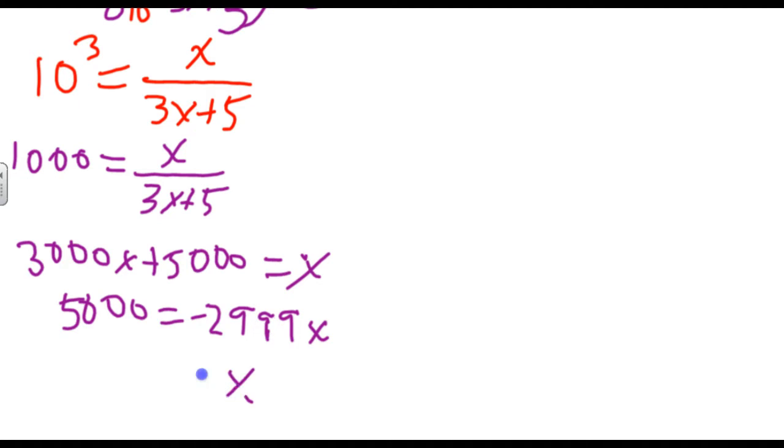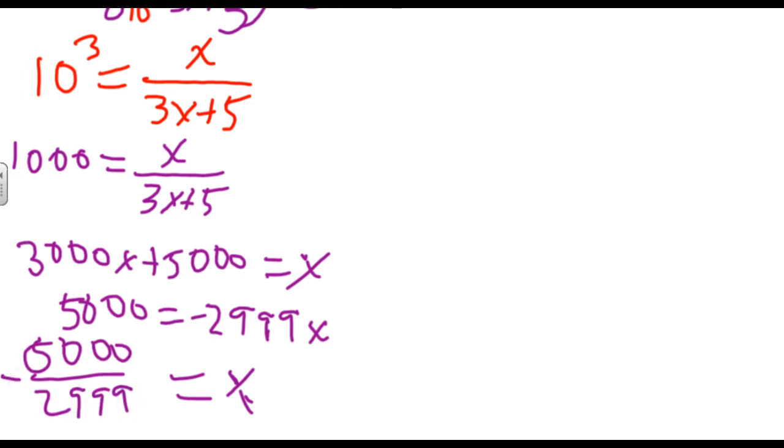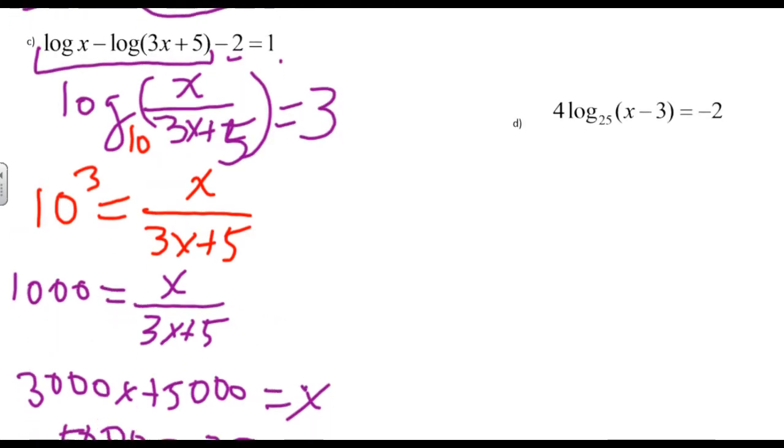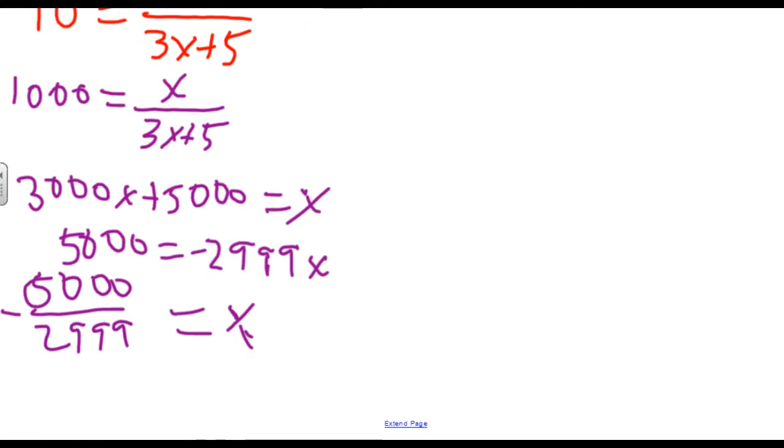Dividing both sides by the coefficient, I get x equals negative 5,000 over 2,999. Or in other words, if you think about it, a little less than negative 2. Now, when I plug that negative number in, notice in this problem I would get that negative log again, that negative argument. So after all that work is said and done, unfortunately, we cross him out, and the final answer is no solution.